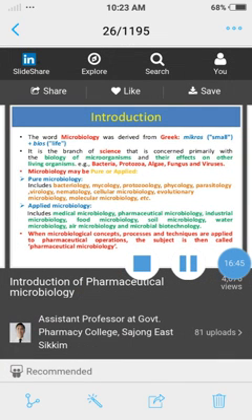The word microbiology is derived from the Greek words micros, which means small, and bios, which means life. It is the branch of science that deals with the study of the biology of microorganisms and their effects on other living organisms. For example, bacteria, protozoa, algae, fungus and viruses.